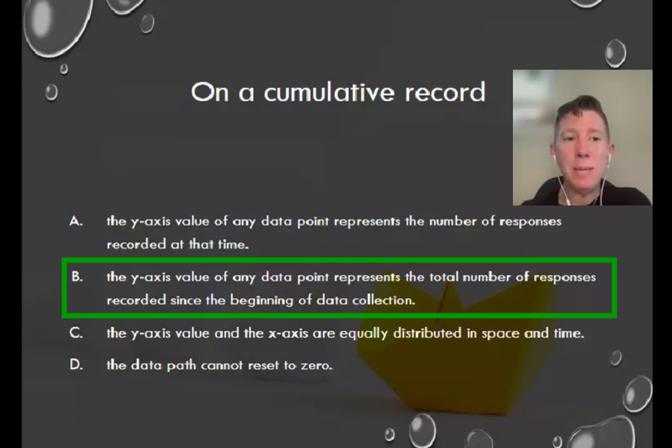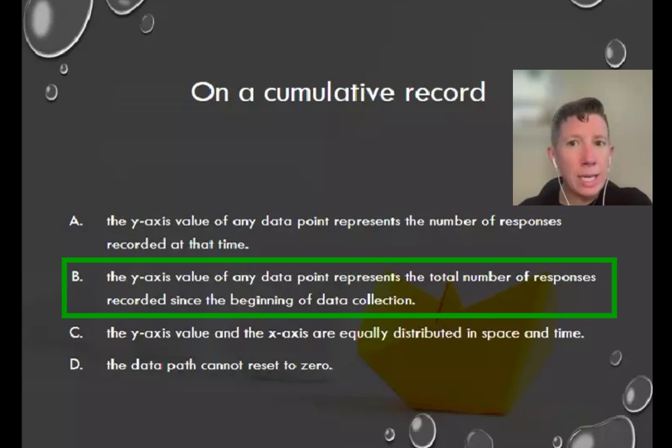The correct answer is B. The y-axis value of any data point represents the total number of responses recorded since the beginning of data collection. So, the y-axis value and the x-axis are equally distributed in space and time? That's actually not true. Typically, the y-axis is much shorter than the x-axis. So there is no equal distribution on a cumulative record.